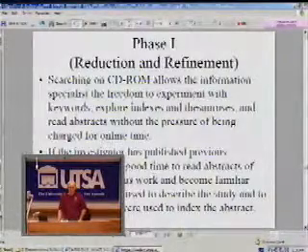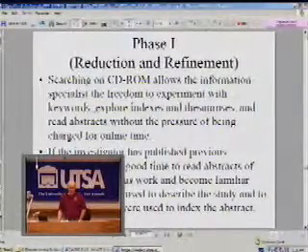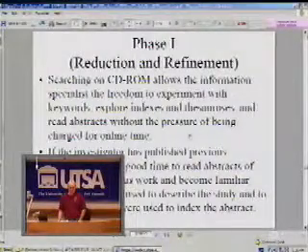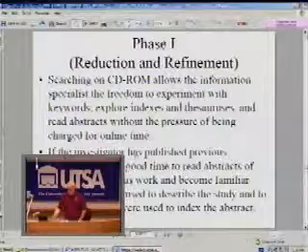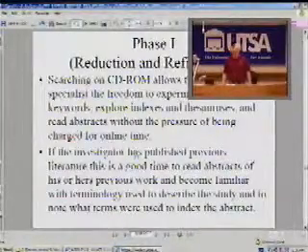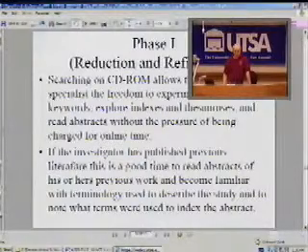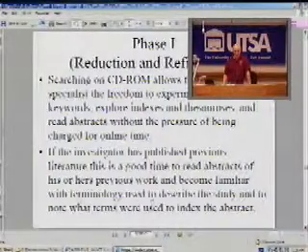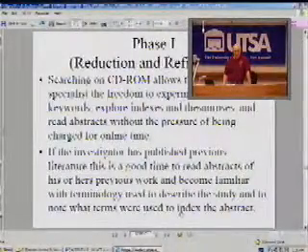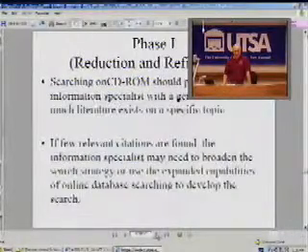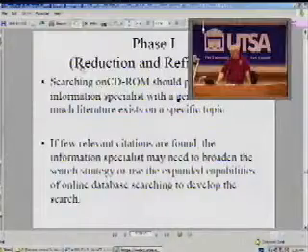So this allows the information specialist the freedom to experiment with keywords, explore indexes and thesaurus, and read abstracts without the pressure of being charged for online time. We know that that isn't such a significant matter, but it still might be in some settings. If the investigator has published previous literature, it's a good time to read abstracts of his or her previous work and become familiar with terminology used to describe the study and note what terms are used in the index and the abstract. The key words are the index that are being referred to there.